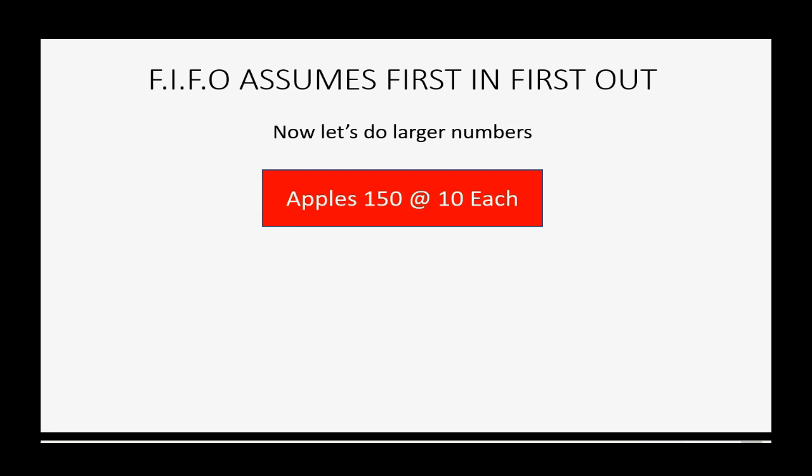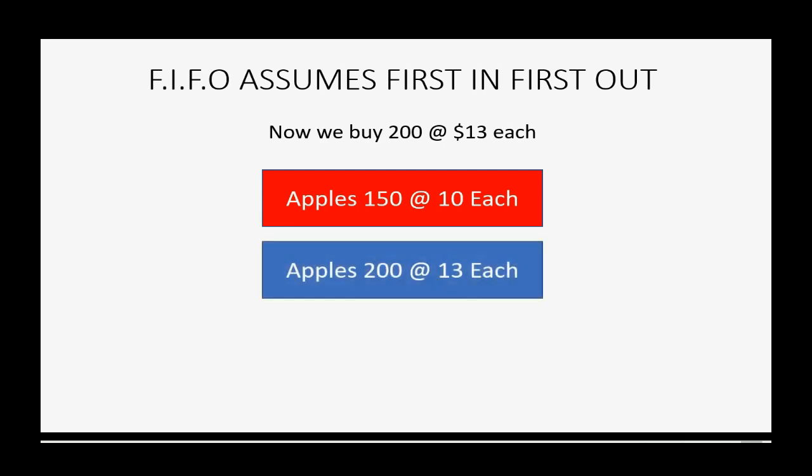So let's imagine we're starting in inventory with 150 apples that we paid $10 each. Now let's imagine we buy 200 more apples and we paid $13 for each of them.